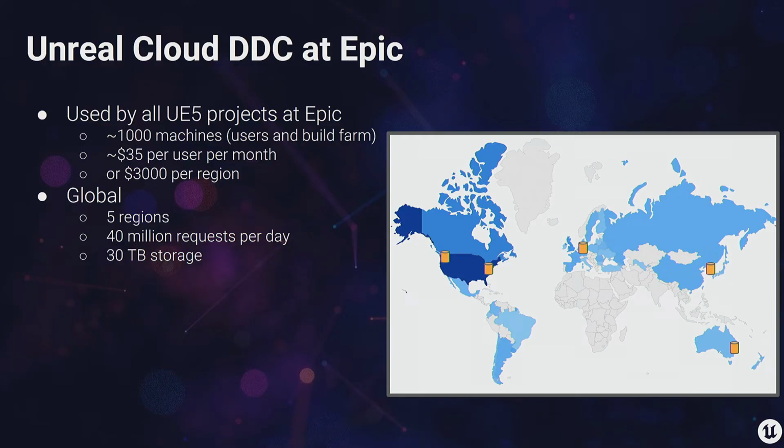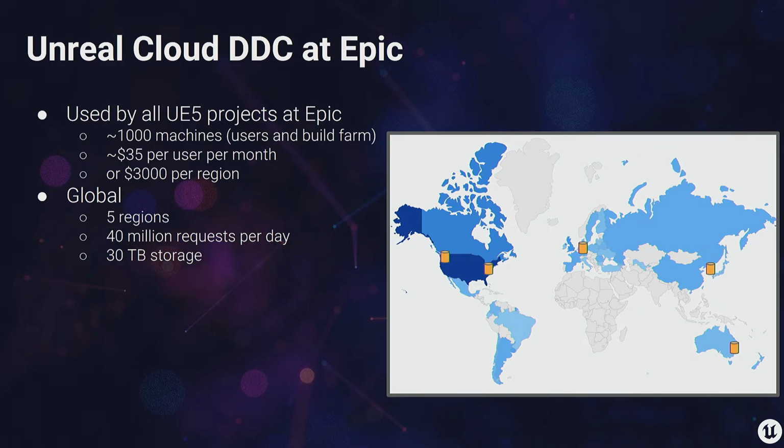Right, so talking about the deployment at Epic then. You can see here I color-coded a distribution of where we have users. So you can see we're heavily on the North American side. We have two regions there, one on the East Coast, one on the West Coast. Then we have one deployment in Europe, one deployment in Korea, and one deployment in Australia as well.